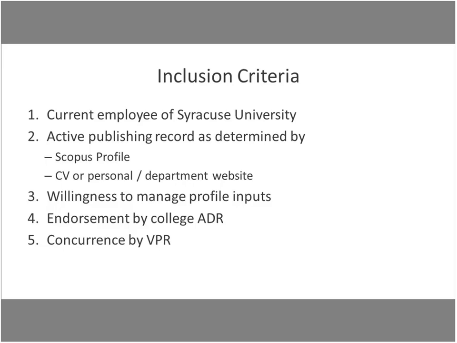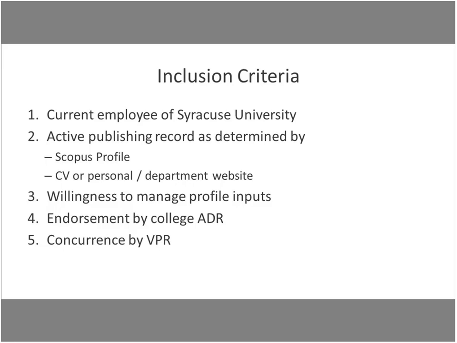We also don't want empty profiles out on the web. So we want to make sure that the faculty that we are profiling have an active publishing record. And we determine that either by having a Scopus profile, and therefore things will be automatically imported from Scopus into their profile, or that somebody has a CV or a personal department website that shows that they have an active publishing record. Particularly if there's someone whose profile will not be fed automatically by Scopus, because that is one way of getting information into Pure, but not the only way.